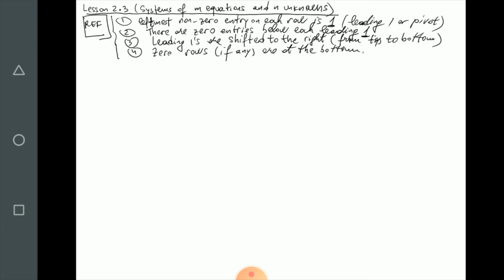Pivot is used in a different context, in which we use row operations in the row echelon form but for a completely different type of problem. So you can call it leading one or pivot, that's fine. And I will often call it this way, leading one or pivot. So the first non-zero entry should be 1.